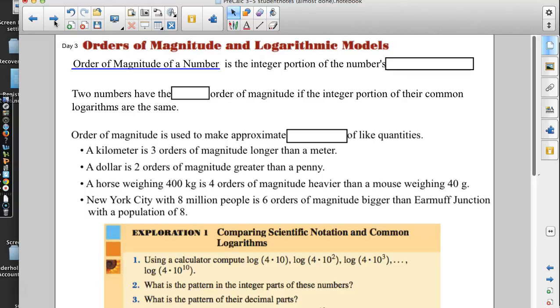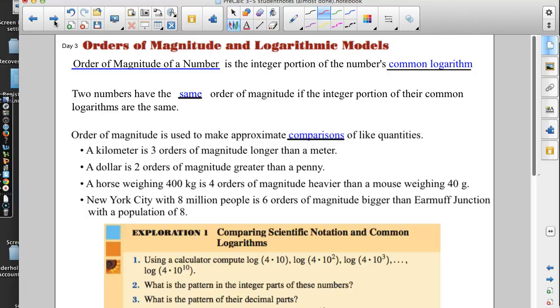Order of magnitude of a number is the integer portion of the number's common logarithm. That means not the decimal stuff that's behind it. So two numbers have the same order of magnitude if the integer portion of their common logarithms are the same. Order of magnitude is used to make approximate comparisons of like quantities.